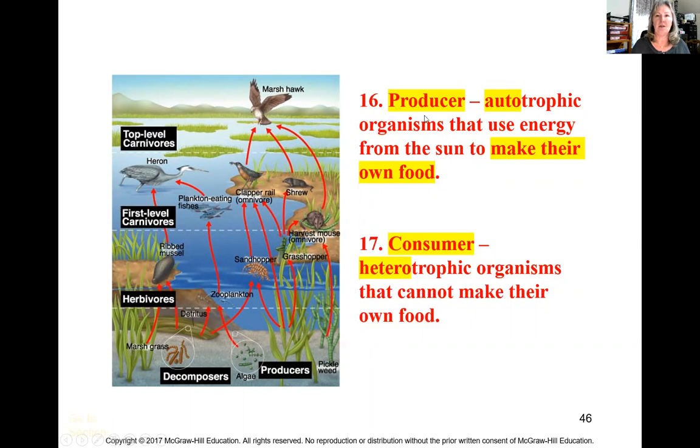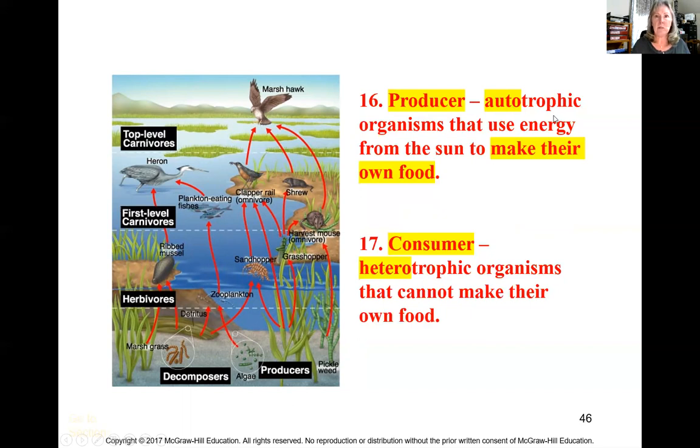Producers, we studied photosynthesis, using sunlight, and chlorophyll is a pigment that traps the sunlight or the energy, in the structures of the chloroplast. There are some bacteria that can make their own food through chemosynthesis, and they would also be considered producers. So any organism that can make their own food, autotrophs, they're called producers. Okay, so these two words are the same.